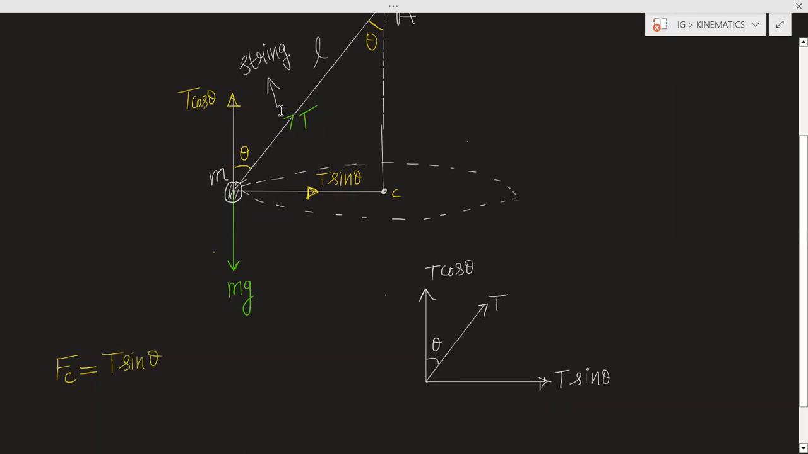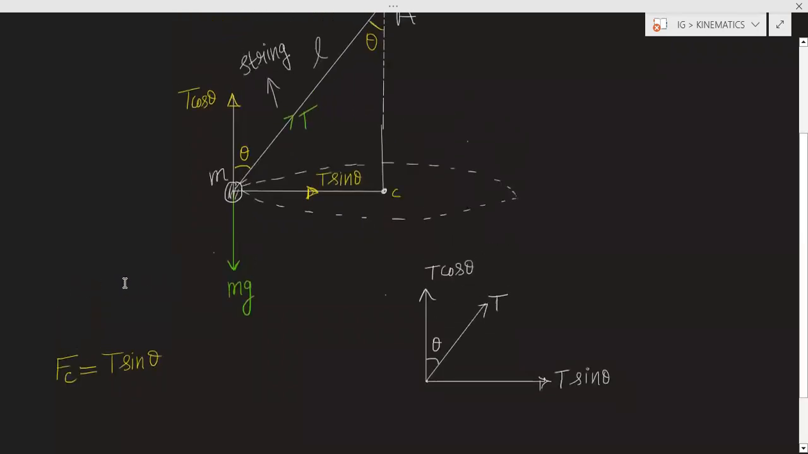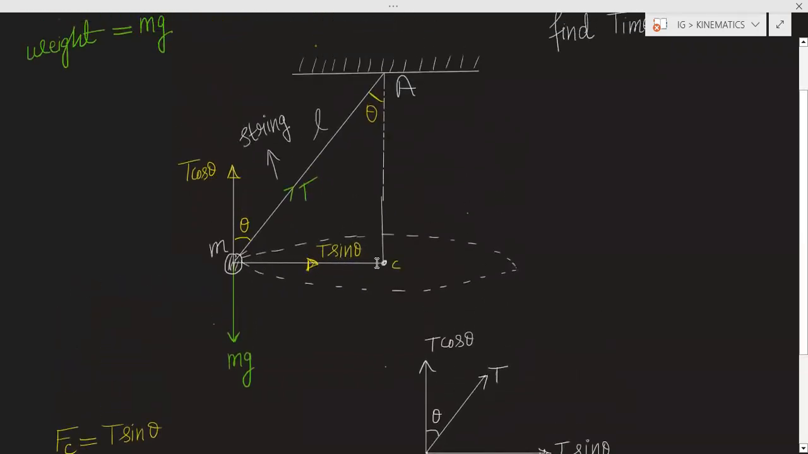Okay, now we will not use this T. Instead, we will use T sin theta and T cos theta. So the centripetal force is equal to T sin theta. And what is the formula for the centripetal force? You can just calculate this distance.